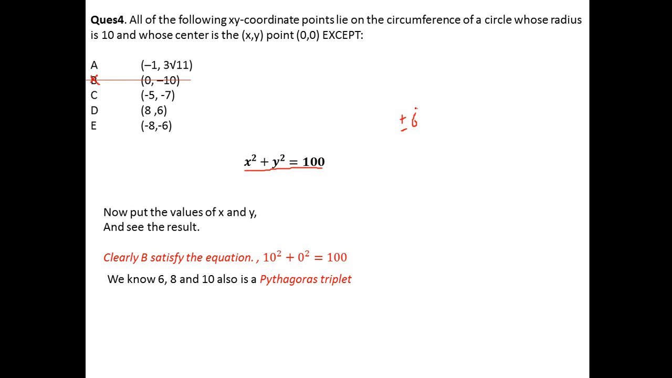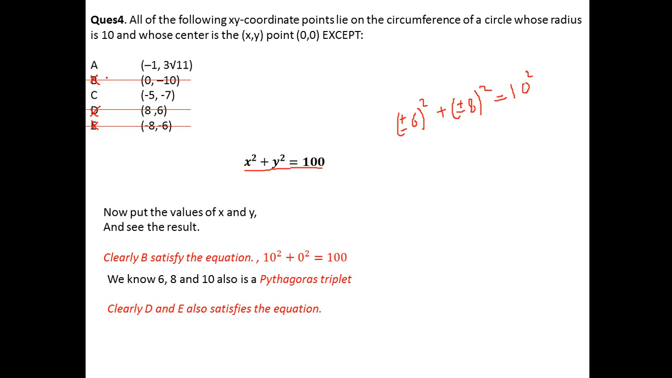(±6)² plus (±8)² is equal to 10², right? So plus 6 plus 8, plus 6 minus 8, minus 6 plus 8, and minus 6 minus 8 will satisfy the equation. So therefore clearly D and E are also not my correct answers, right? So let us cut them also.